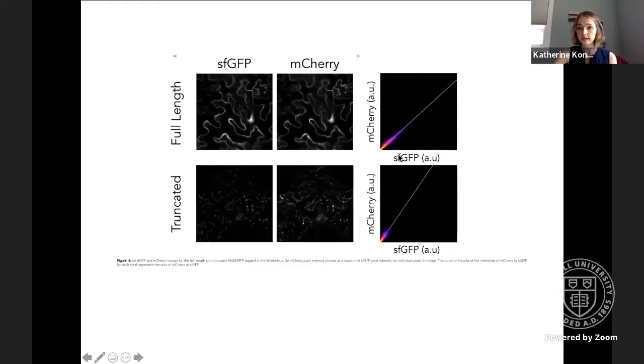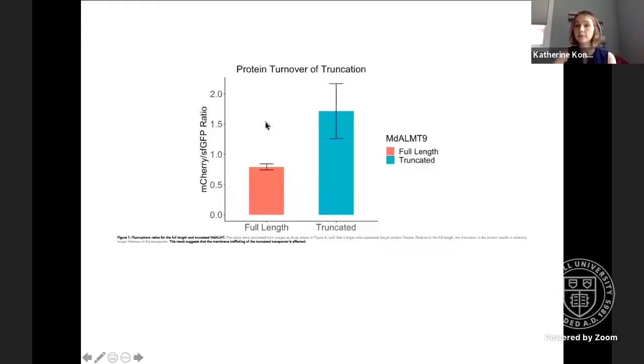And so to quantify this for many cells, I made a bar graph. And so we can see here a larger ratio for the truncated. So this means that the truncated transporter has greater population lifetime compared to the full length. Consequently, we can conclude that the truncation does in fact result in differences in protein turnover.